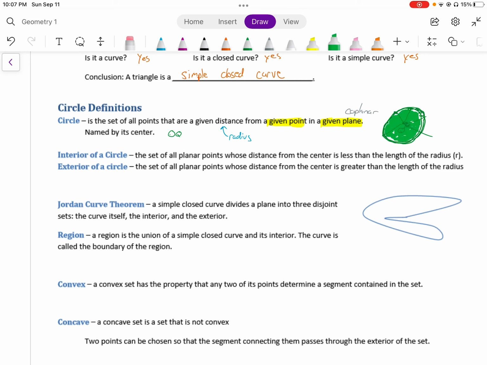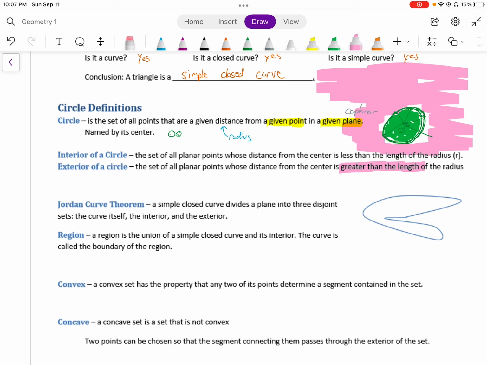And then the exterior, the set of all planar points whose distance from the center is greater than the length of the radius. So that would be everything else, which is all this stuff way out here, like the whole page. So there's that.